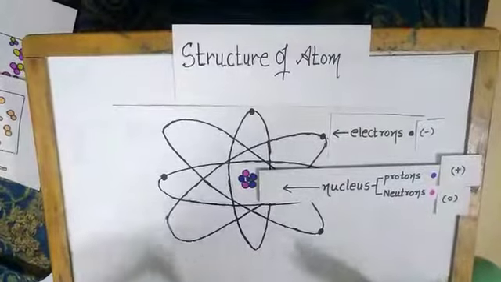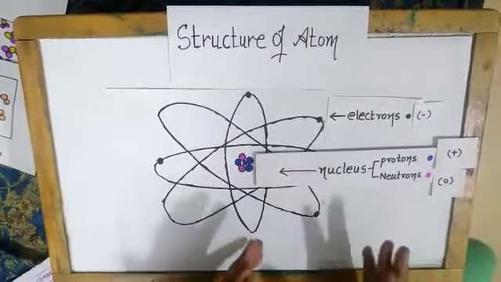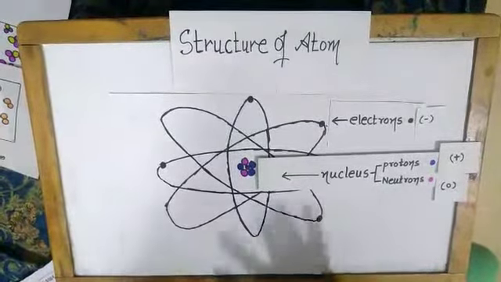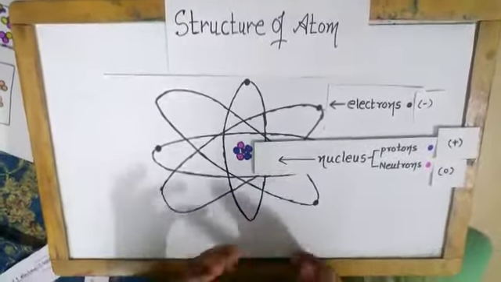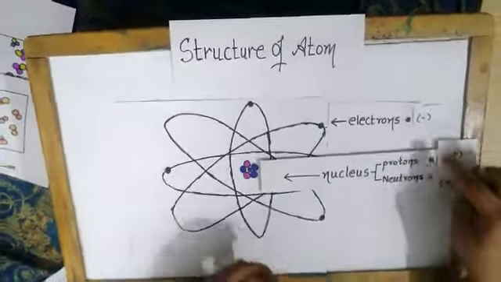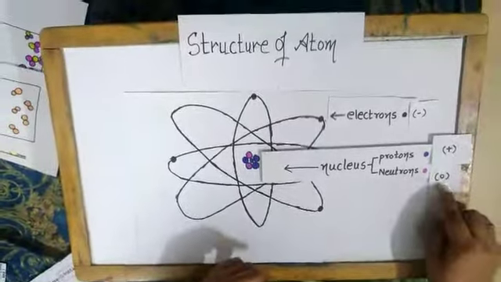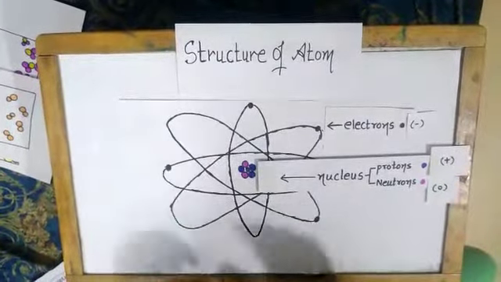Now students, although neutrons have no charge at all, they play a very important role in holding protons and electrons intact inside the atom, right? Because positive and negative charges attract each other, and since neutrons are neutral, they help to keep them in their position.